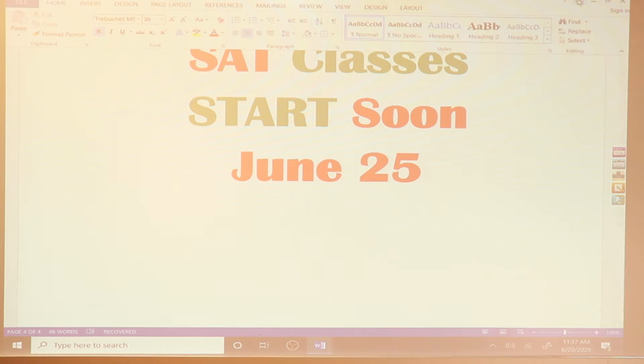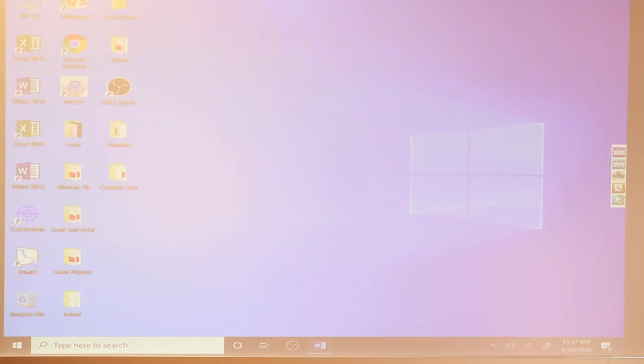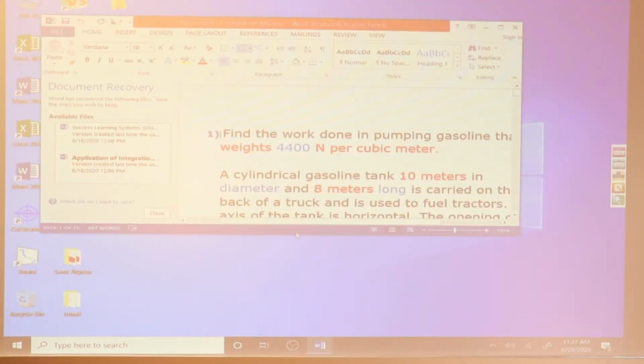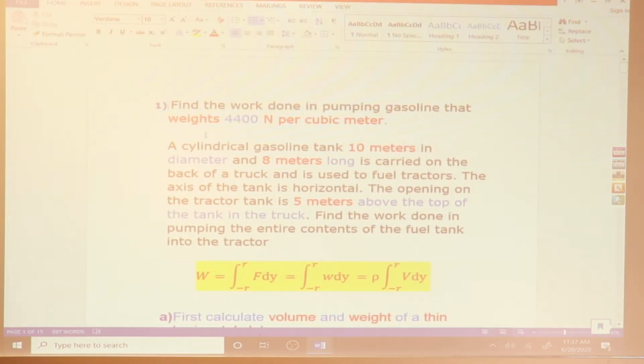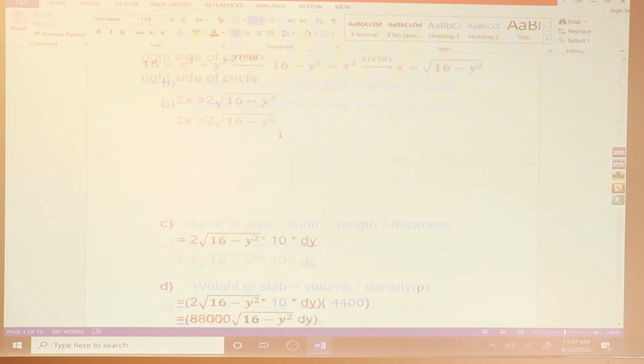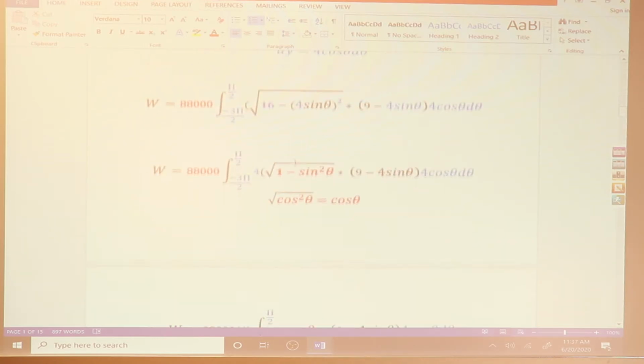Let us minimize this and go to the problem. Last time we did the cylindrical tank, right? And this is the question we did last time.